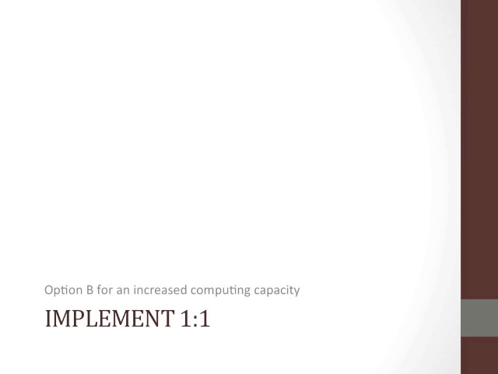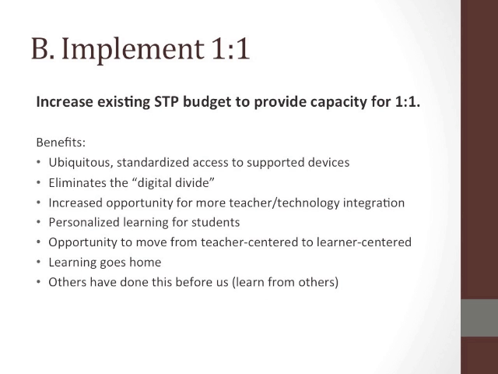Next, I'll present some information regarding what it would cost to implement a one-to-one initiative, where every student at a specified grade level or grade levels would receive a device assigned to them for their use throughout the school year in all activities. So in this proposal, which I'll call option B, or one-to-one, we would be increasing the existing STP budget capacity to provide for a one-to-one initiative.